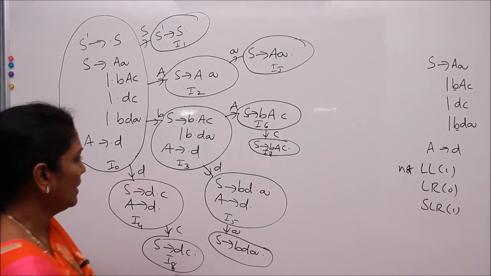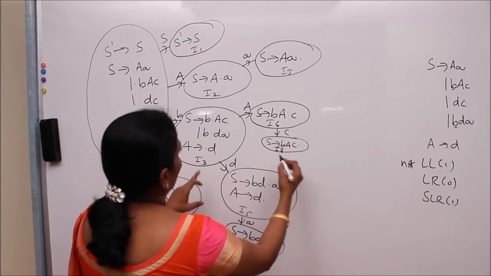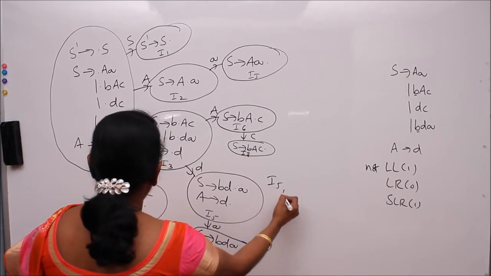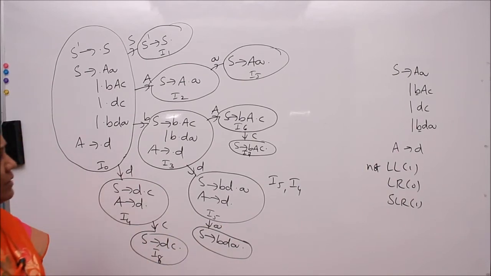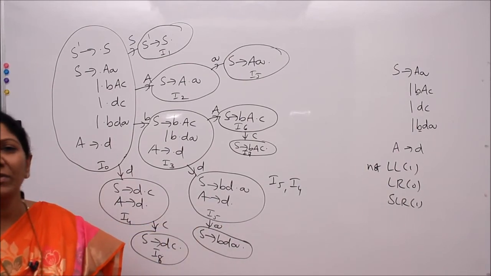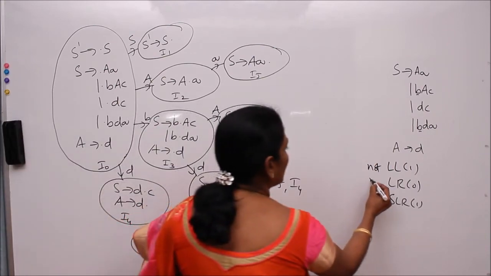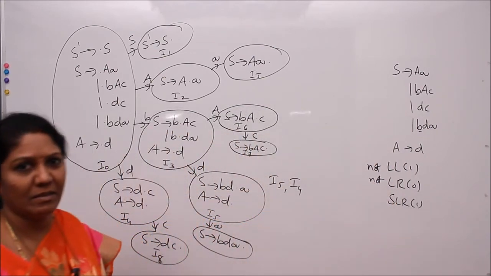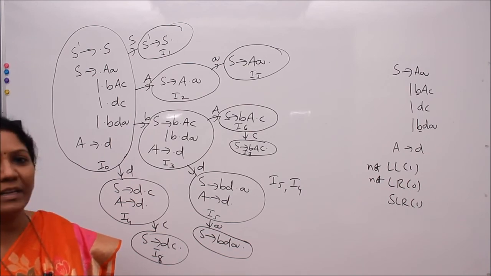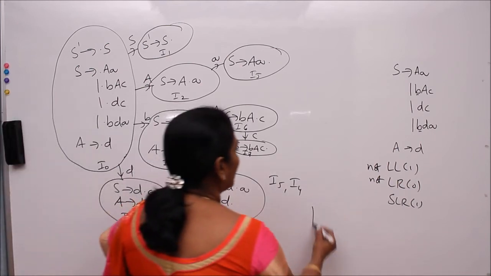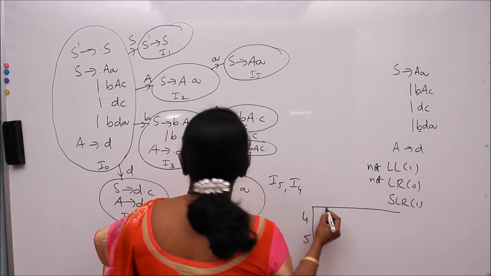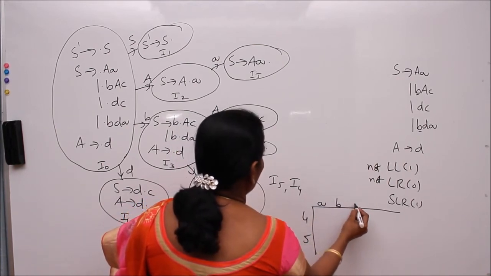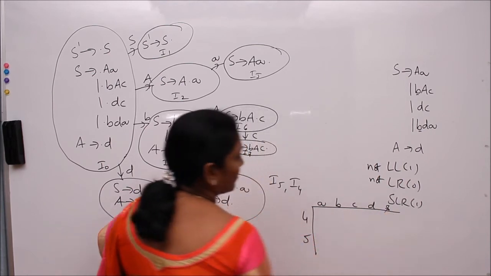So here in the states I5 and I4, there is a final item together with a non-final item which is an SR conflict. Hence we say this is not LR0. Now to check out whether it is SLR1, what we have to do? Draw the table for the two rows 4 and 5. What are the terminals you have? Small a, B, C, D and $.